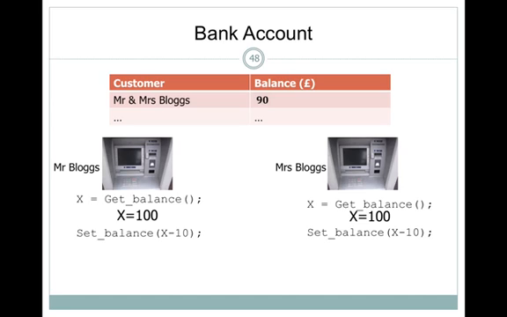One example is an airline booking system. Imagine that Mr. Bloggs and Mrs. Bloggs are both trying to book tickets on a flight from Glasgow to London, let's say. There's one seat left on the flight, and it would be a problem if Mr. Bloggs and Mrs. Bloggs both get given a booking for that seat.